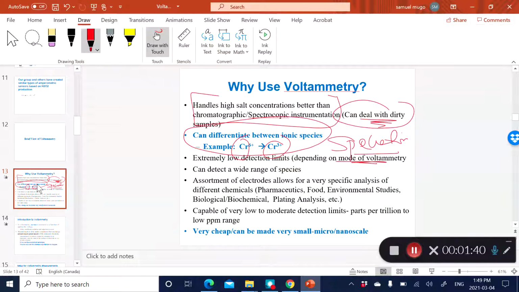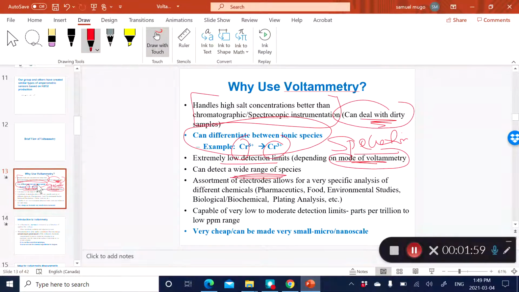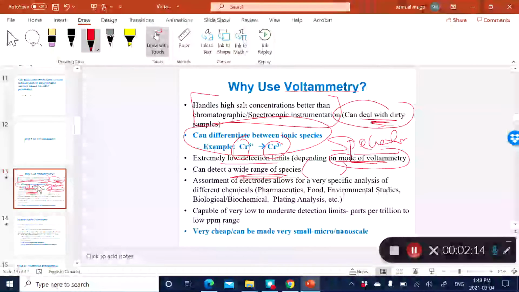Depending on the mode of photometry that you're using, and we're going to talk about modes in the next couple of slides here, you can get extremely low limits of detection, meaning photometry can be a very selective as well as sensitive analytical tool. Now, you can detect a very wide range of analytical species if you have the right type of sensor, and especially if you've got the right type of potentiostat that can drive the voltage that you need to cause the oxidation or reduction of your analyte.